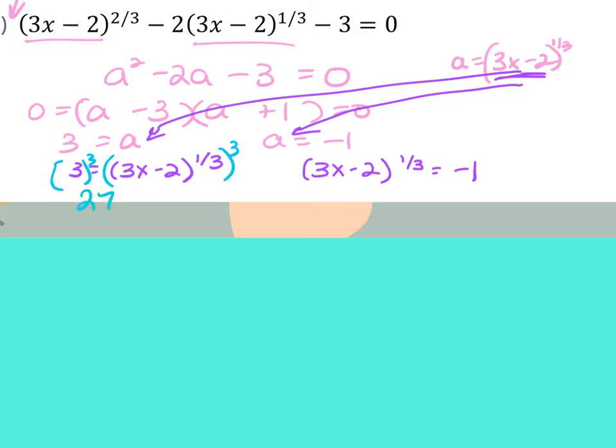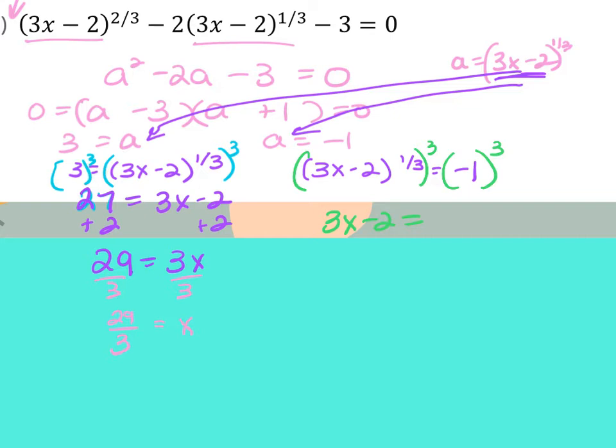So I get 27 equals 3x minus 2. Add the 2. 29 equals 3x. Divide by 3. 29 over 3. And then repeat that process for the one on the right. Get rid of the 1/3 by cubing both sides. 3x minus 2 would equal negative 1 to the 3rd, which is negative 1. Add the 2. Divide by 3.